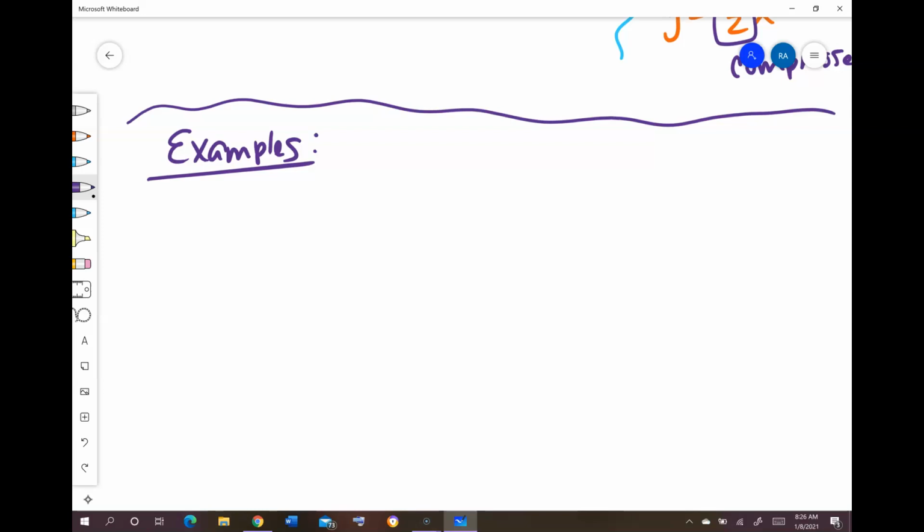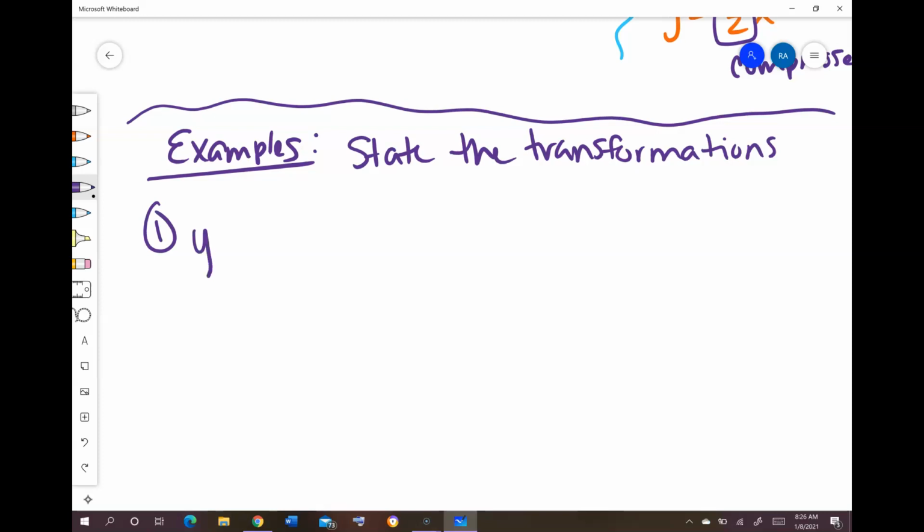So I want you to state the transformations, that's what we're doing. Okay. So if I give you y, number 1, I want you to state them. So I'm going to say y equals 3 f of x. Okay?